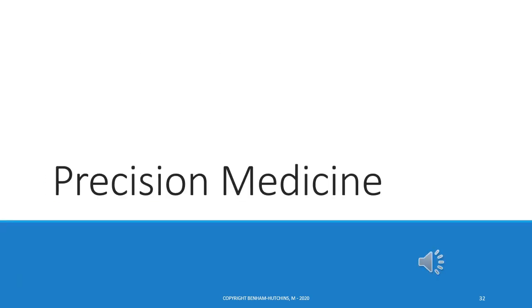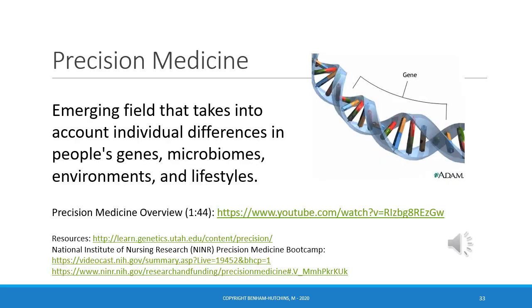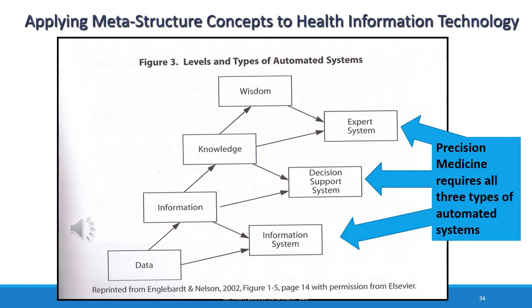Next, we will talk about precision medicine. Precision medicine is an emerging field that takes into account individual differences in people's genes, microbiomes, environments, and lifestyles. I provided here a few links and resources for you if you wanted to learn a little bit more about this. Precision medicine is also called personalized medicine, and it requires all three types of automated systems in order to work. We need the data and information from an information system. We need the decision support, and we also need an expert system to efficiently provide personalized medicine, integrating the concepts of precision medicine.